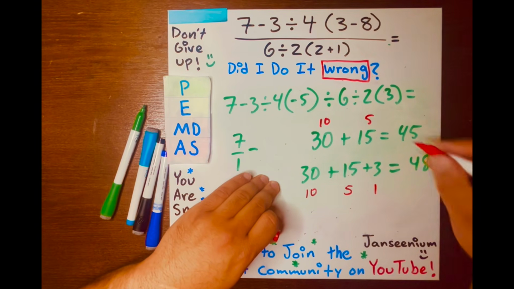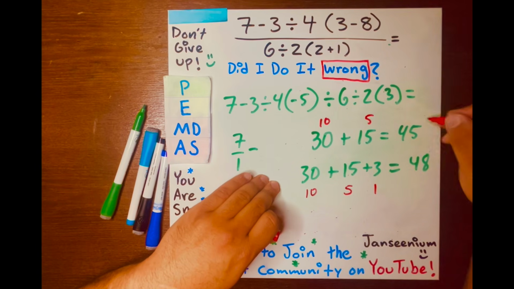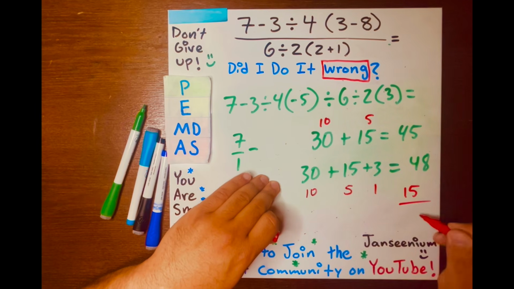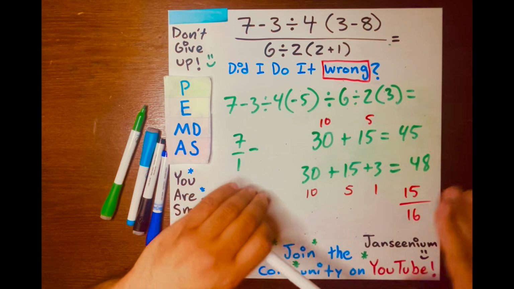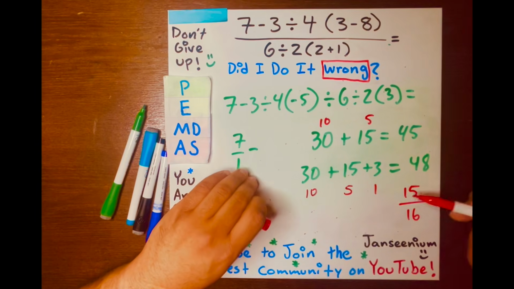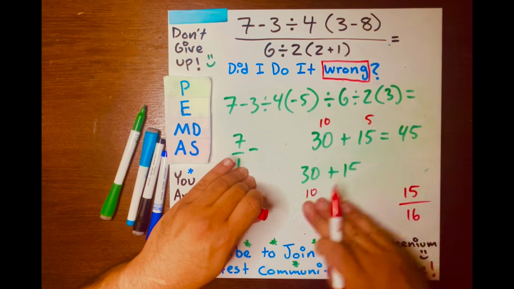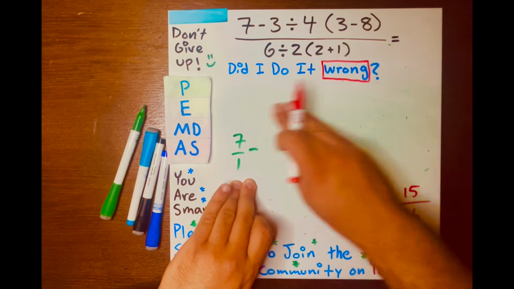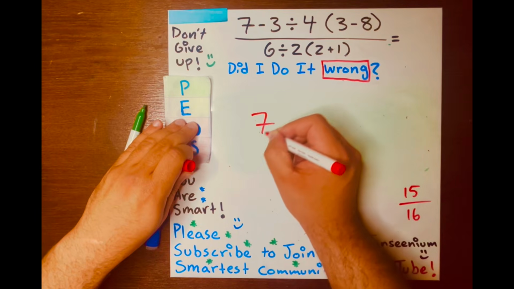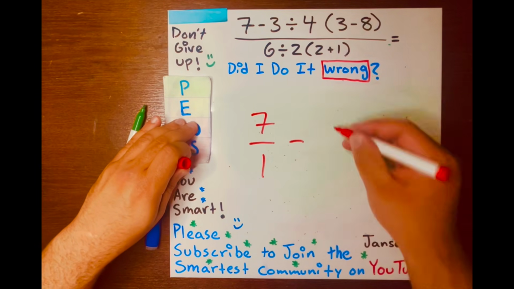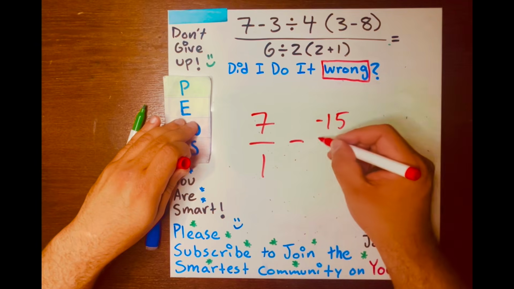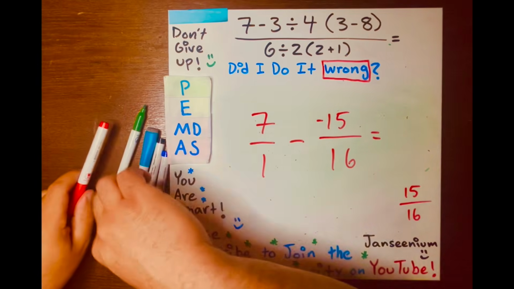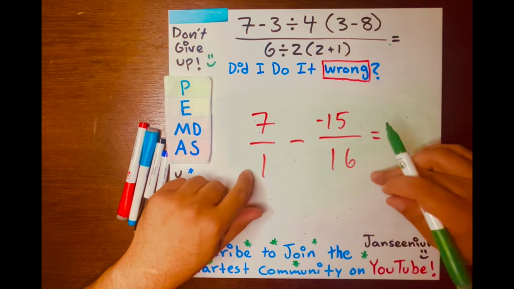So your numerator is 10 plus 5. That's 15 over 10 plus 5 is 15, plus 1 is 16. So we broke that down further. 45 over 48 is the same as 15 over 16. There you go. Next, I'll erase all this for space and write the 7 over 1 minus 15 over 16. And I use the butterfly method because the denominators are different.